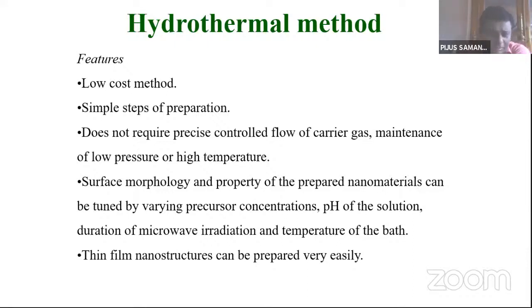Sometimes, instead of heating by furnace, we use microwave heating. Microwave heating allows us to remove the defects, and if we use microwave heating, the defects are quite less. And in this method, we can also prepare thin film. Not only in powder form, we can also prepare thin film.